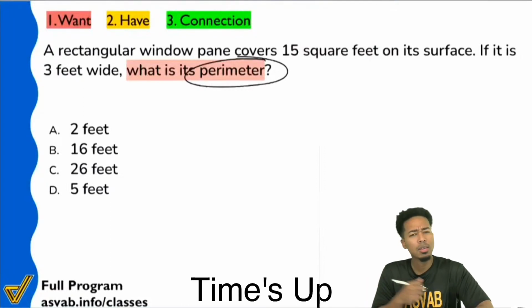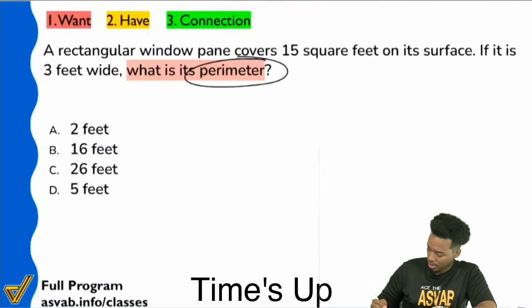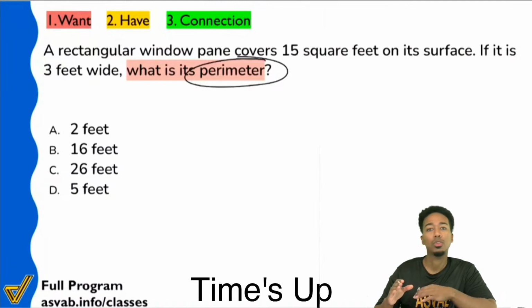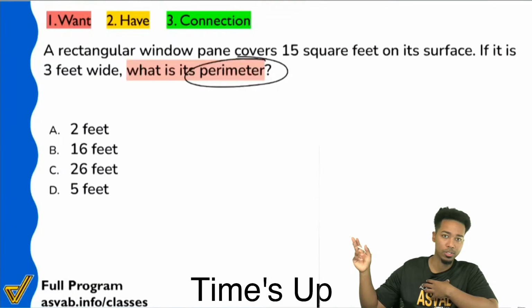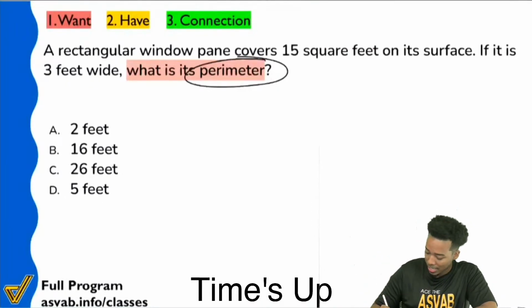So, can anybody tell me what shape we're dealing with in this question? Rectangle. That's correct. Right over here, guys. The second word is rectangular. A rectangular window pane covers blah, blah, blah. If it is 3 feet wide, whatever. But we saw the shape there. Notice how I'm being inquisitive and taking it step by step. I don't care about those numbers yet. All I care about is how can I get to perimeter?